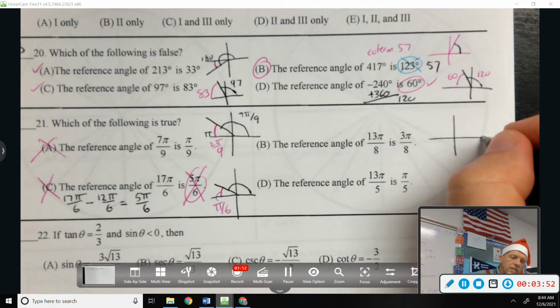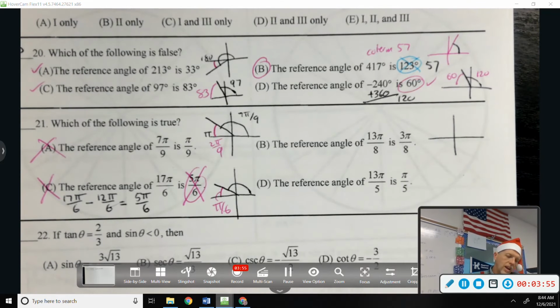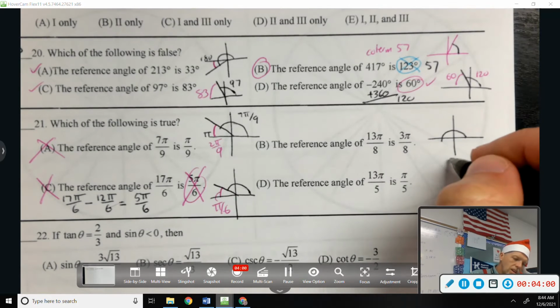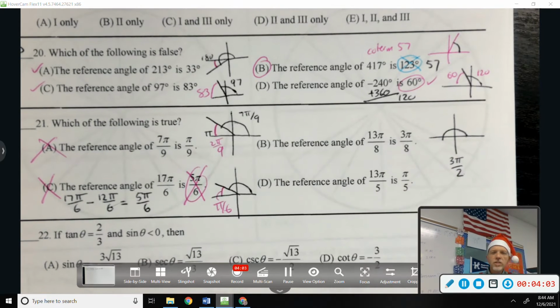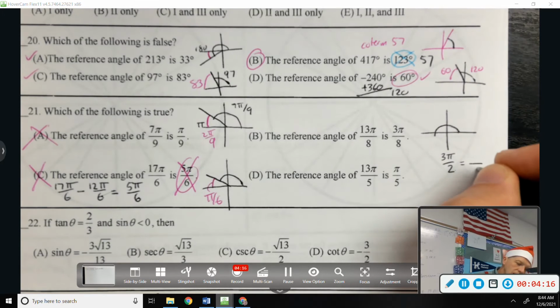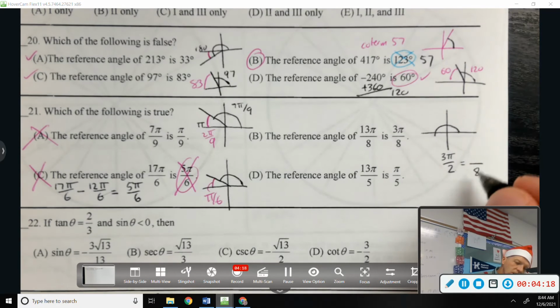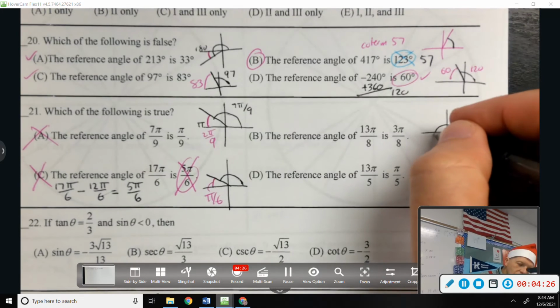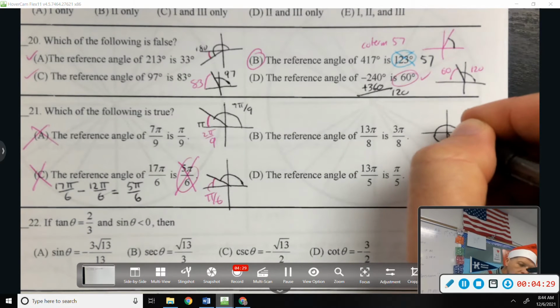13 pi over 8. 13 over 8. It's definitely more than 1. Is it more than 3 pi over 2? Oh, fraction experts needed here. 13 over 8. It's slightly less. It's 1/8 less. You sure? Yeah. It'd be 13/8 would be 1/8 more. Yeah, 12/8 is 3 pi over 2. So it's into the fourth quadrant.